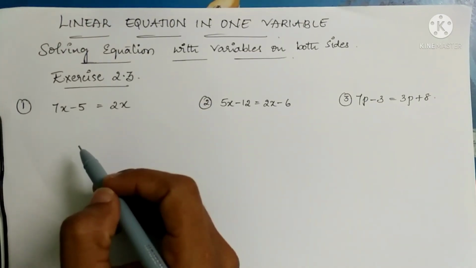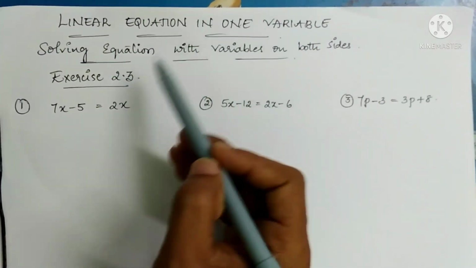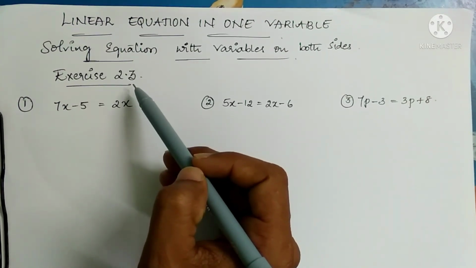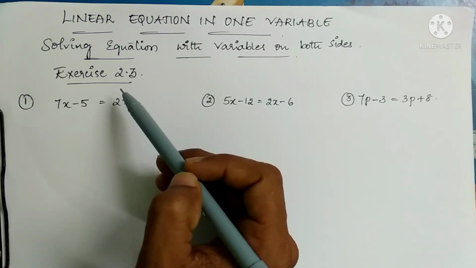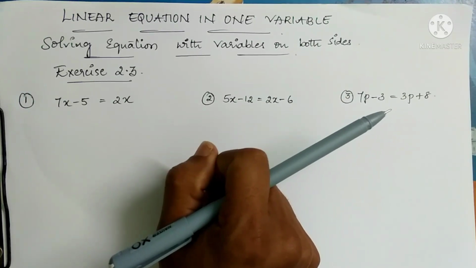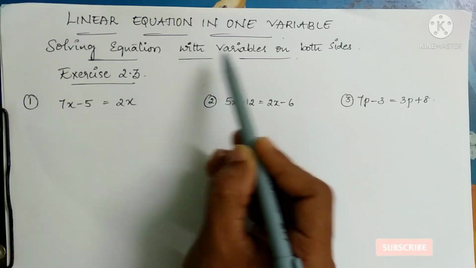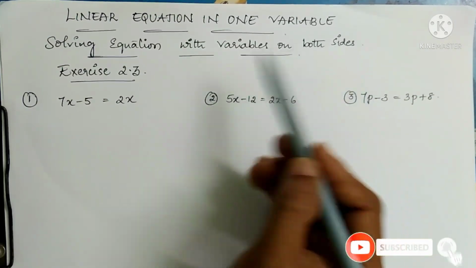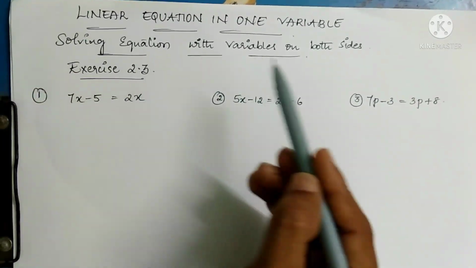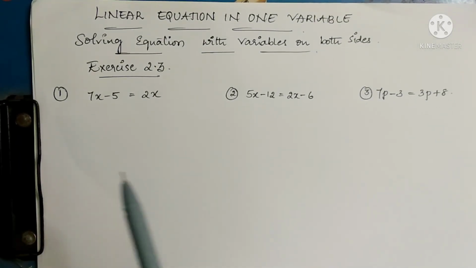Good evening everyone. Today's topic is linear equations in one variable. As we have previously discussed, exercise 2.2 problems are related to solving equations with variables on one side, whereas in exercise 2.3 we have to discuss solving equations with variables on both sides. That means in the given equation, variables will be on both sides, that is LHS and RHS.